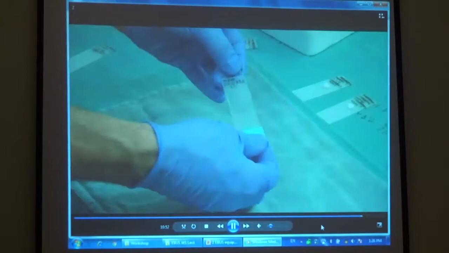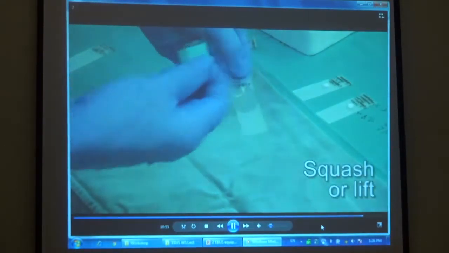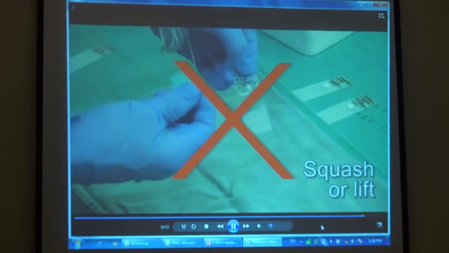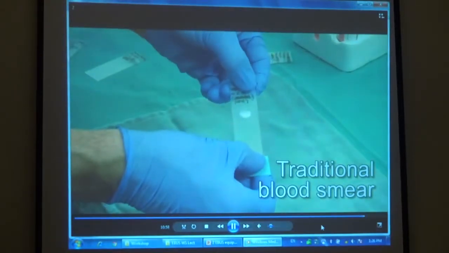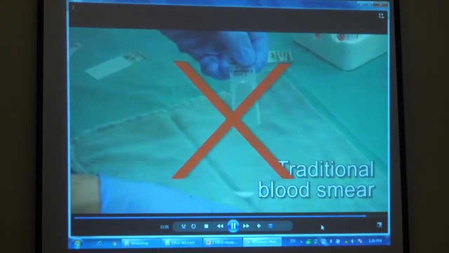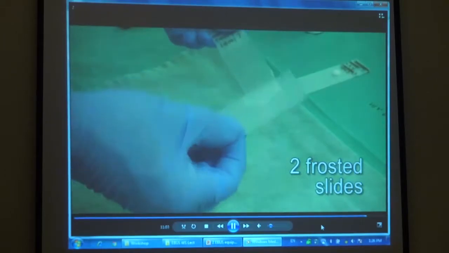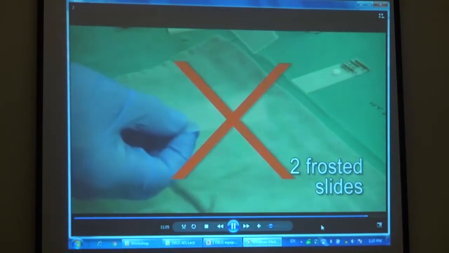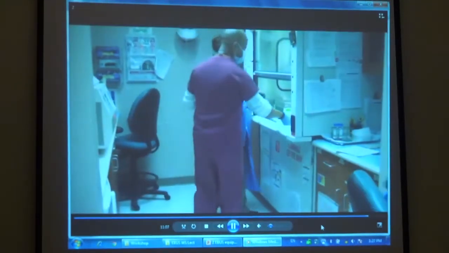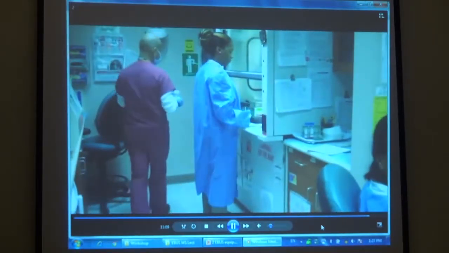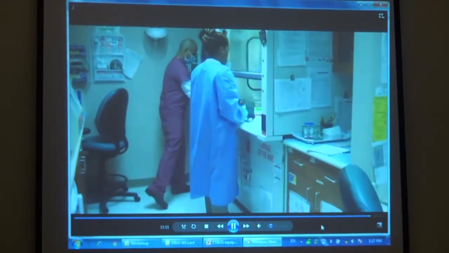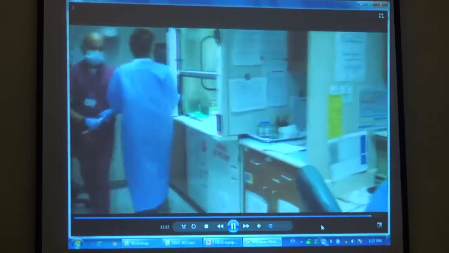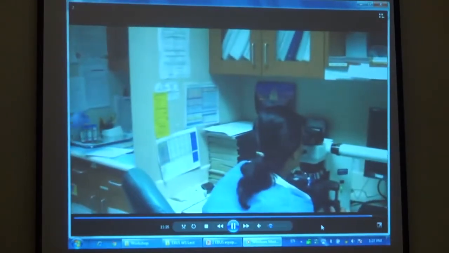Squash or lift preparations, traditional blood smear techniques, smearing the same area of the slide twice, use of excessive pressure or use of two fully frosted slides, and delay in getting the smears into fixative solution should be avoided. It is ideal, though not necessary, to have rapid on-site cytologic evaluation, or ROSE, of the aspirate so that stations with inadequate specimen may be resampled.